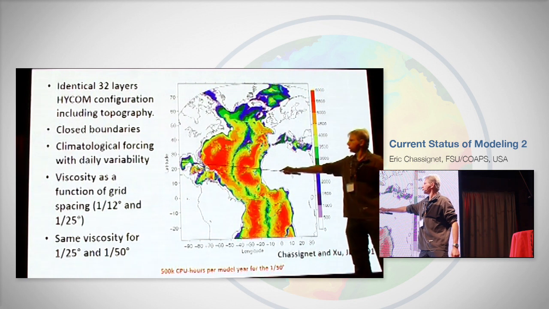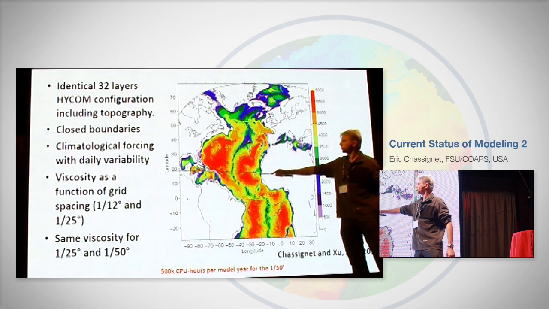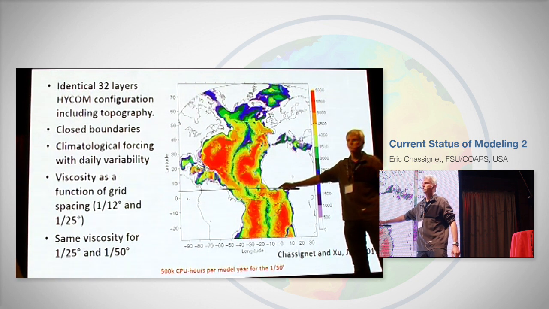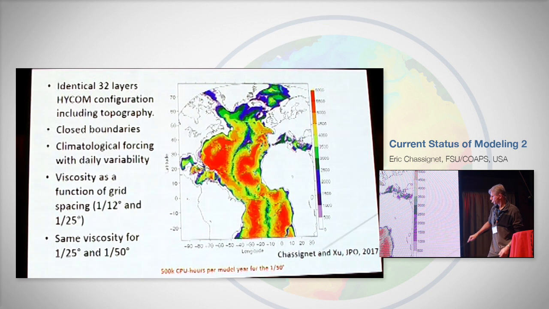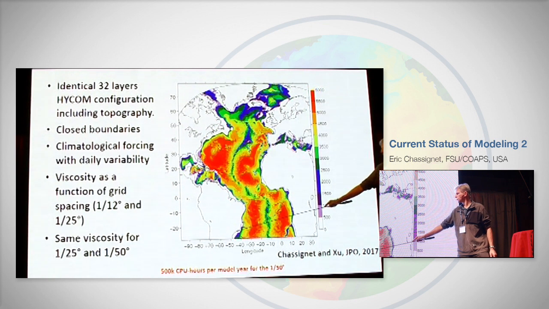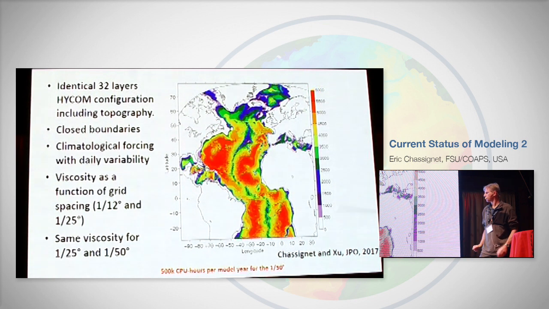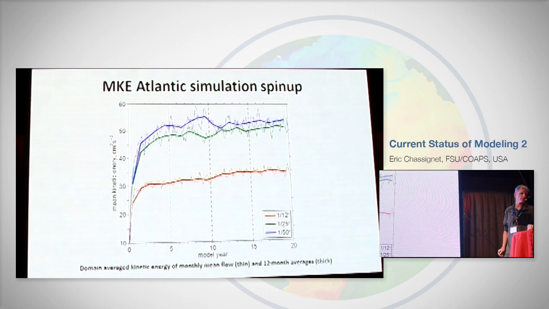And the viscosity decreases as a function of grid spacing when you go from 1/12 to 1/25th, and it is kept constant when you go from 1/25th to 1/50th. So that's recently published in JPO. It takes a lot of computer time, 500,000 CPU hours per model year for the 1/50th degree. So there are not that many of those simulations.